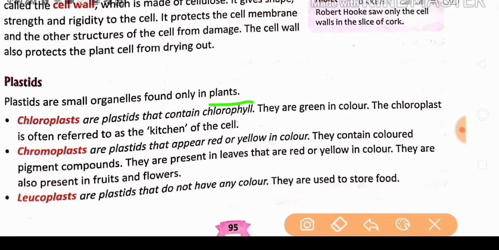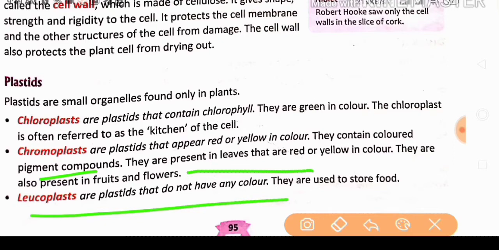Chloroplasts are the plastids that contain chlorophyll. They are green in color. The chloroplast is often referred to as the kitchen of the cell. Chromoplasts are plastids that appear red or yellow in color. They contain colored pigment compounds. They are present in leaves that are red or yellow in color. They are also present in fruits and flowers. Leucoplasts are plastids that do not have any color. They are used to store food.